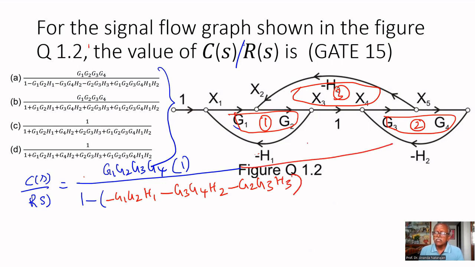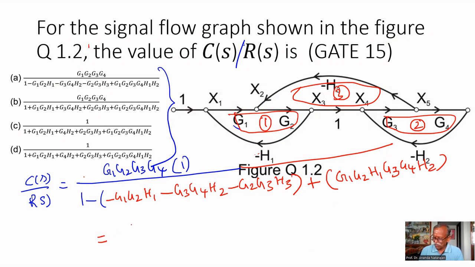Then, are there any non-touching loops? Yes. Loops 1 and 2 are not touching each other, but 1 and 3 are touching, and 3 and 2 are touching. Therefore, the only two non-touching loops are 1 and 2. The product of the gains is G1, G2, H1, G3, G4, H2. Two minus signs are there, H1 and H2. That's why it becomes plus.